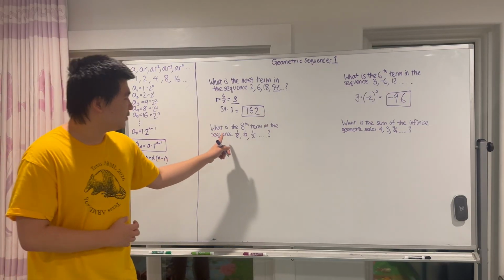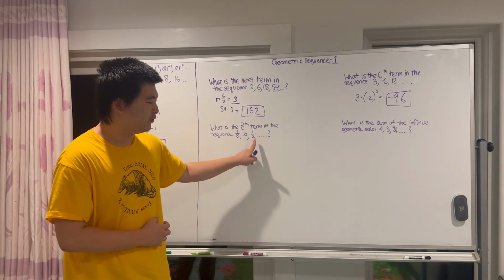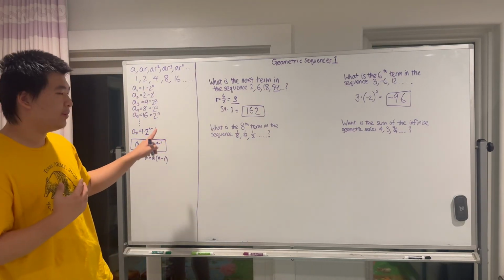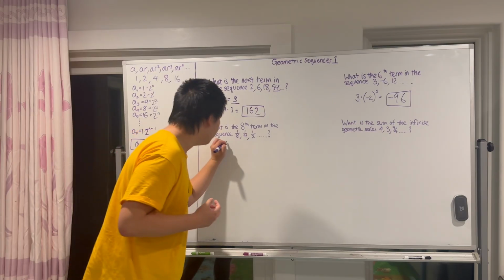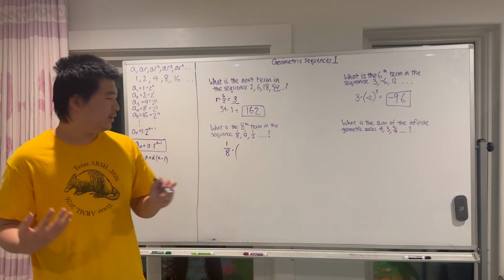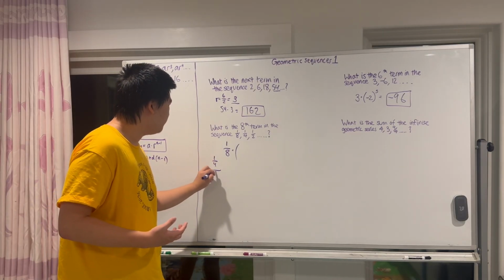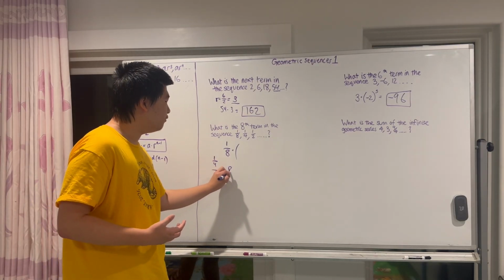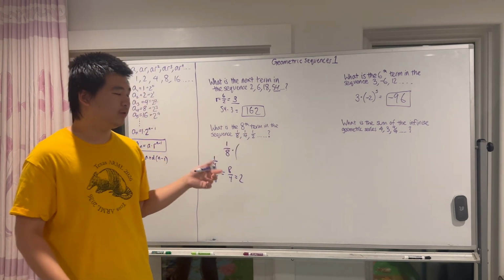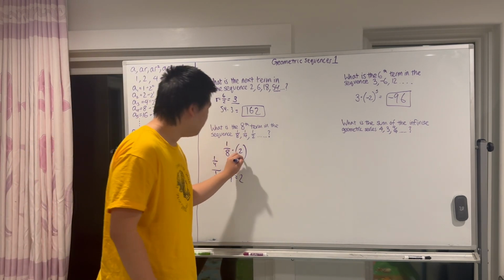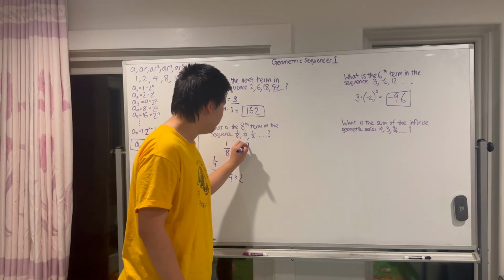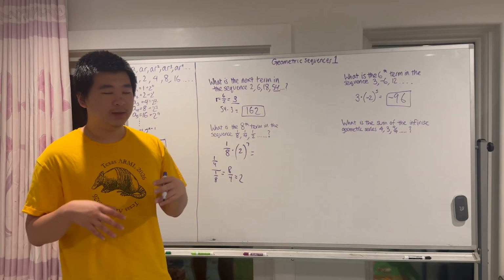What is the 8th term in the sequence 1 over 8, 1 over 4, 1 over 2, and so on? Well, our formula is a times r to the power of n minus 1. So we have 1 over 8 times, what's r here? Well, r is 1/4 over 1/8, which is 8 over 4, which is 2. And we would get the same answer if we did 1/2 over 1/4. So, 2 to the power of what? The power of n minus 1, which is 8 minus 1, which is 7. So we get 1 over 8 times 2 to the power of 7.